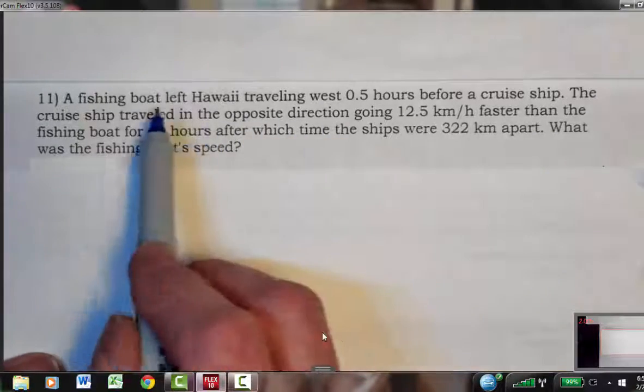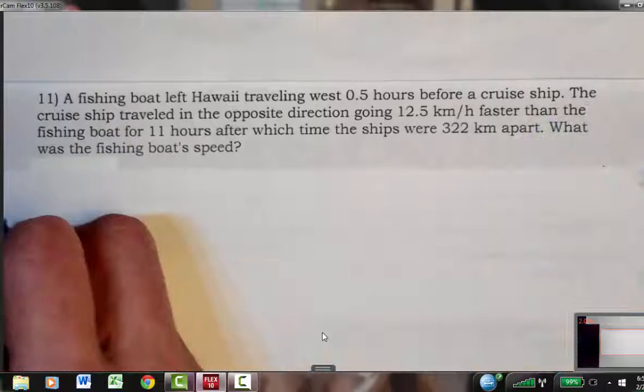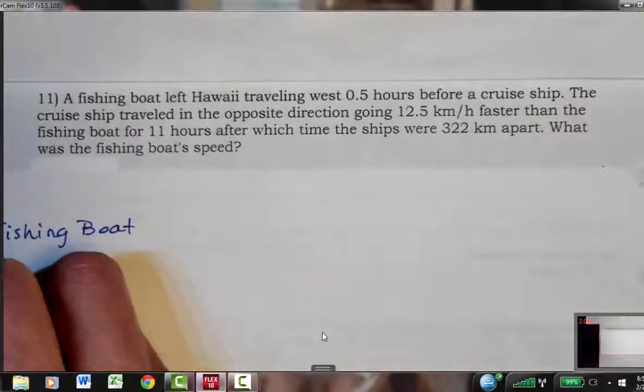And we have a fishing boat and we have a cruise ship. So that's what I'm going to put over here. We're going to have our fishing boat and our cruise ship.